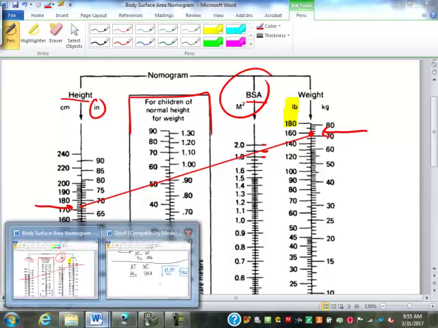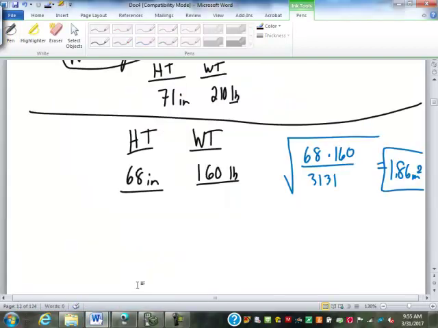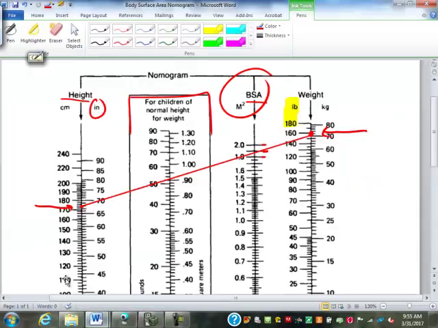Well, we had calculated 1.86. That's probably about right. I would say the way this looks is probably, yeah, it might be like 1.87, 1.88. But it's in between that 1.85 and 1.9, which is about as close as you're going to get with a chart like this.